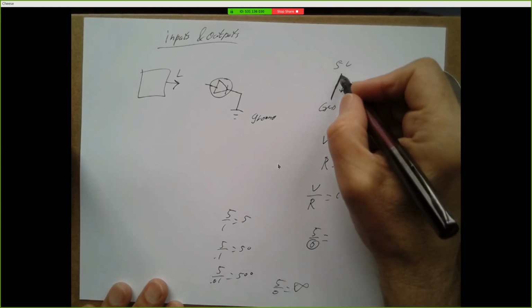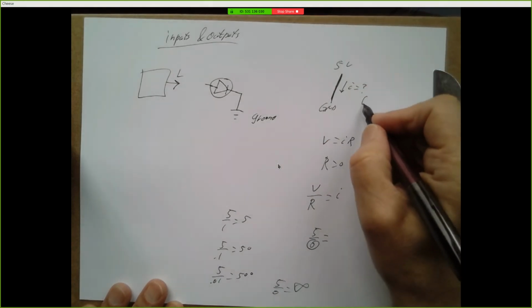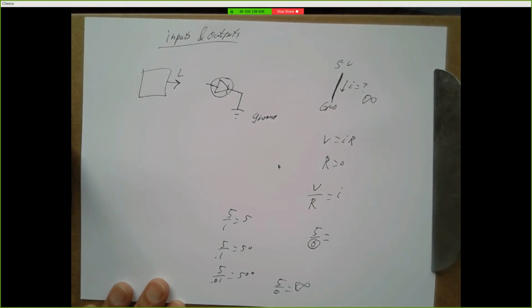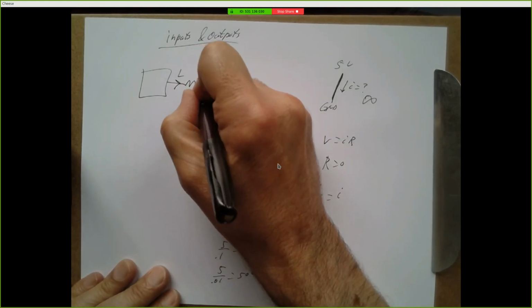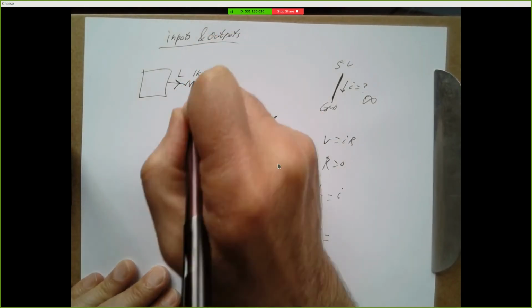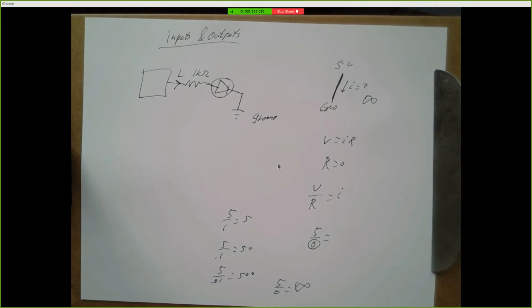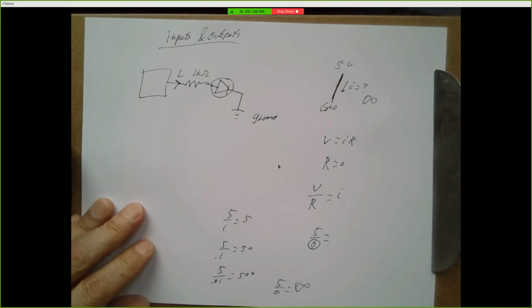So if you have a wire connecting 5 volts to ground, you get theoretically infinite current, which is definitely more current than an LED can handle. So we put a resistor in here, typically a 1 kilo ohm. And that just cuts down the amount of current going through the LED. So that's the output side, very straightforward.